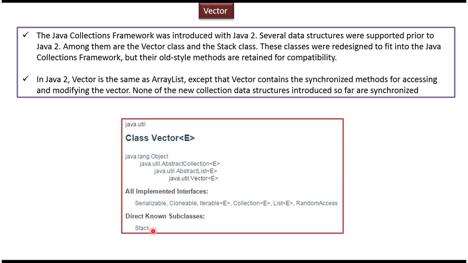The Java collection framework was introduced in Java 2. Before Java 2, several data structures were supported. In that, the vector class and stack class were there, and these classes were redesigned to fit into the Java collection framework. And if you see vector and array list, both are same, but the only difference is vector contains methods which are synchronized.